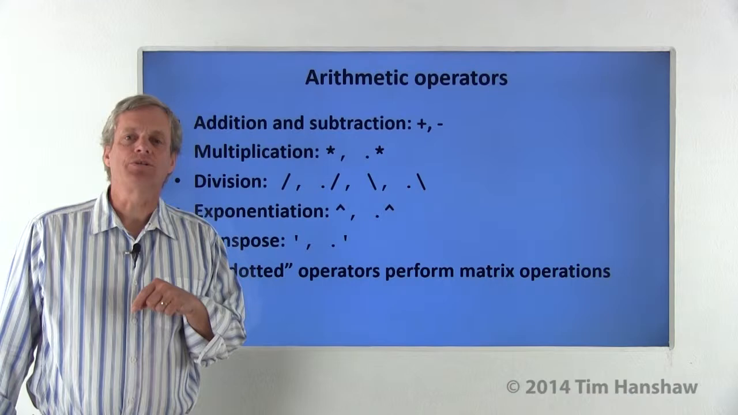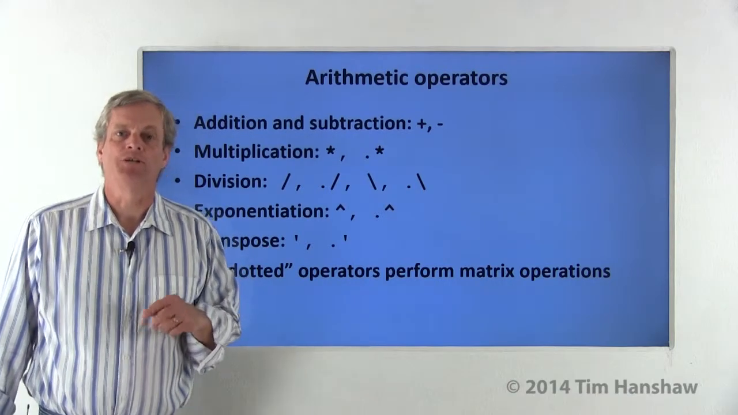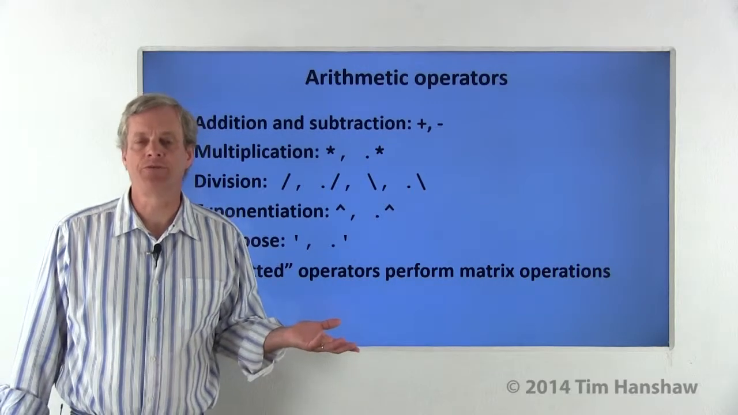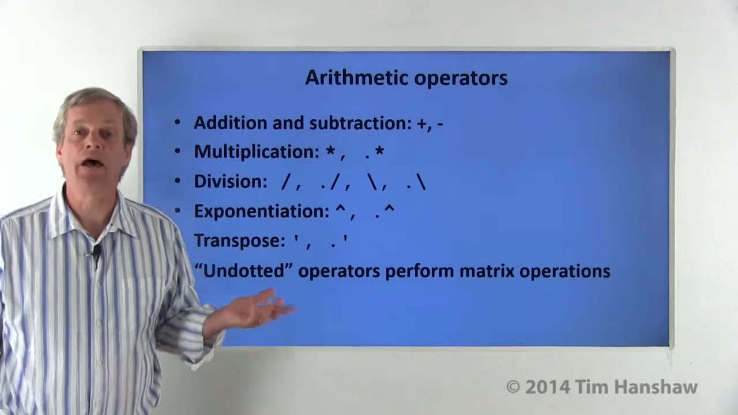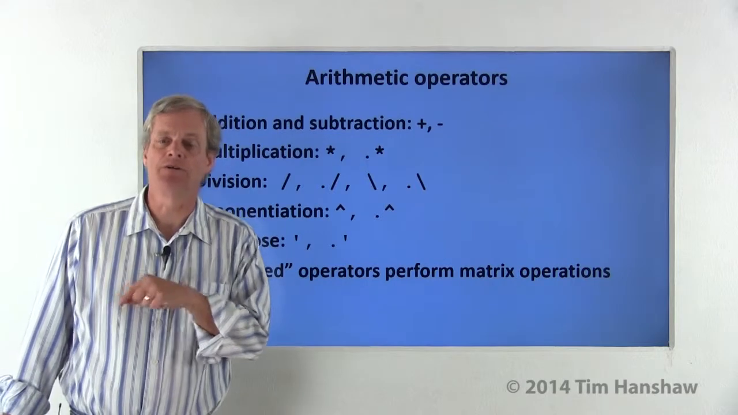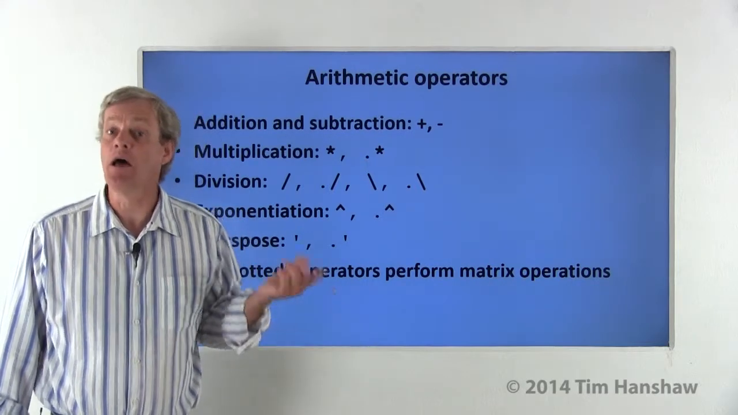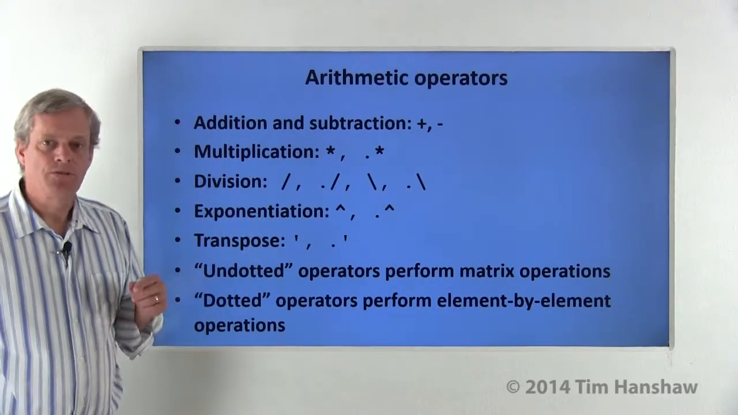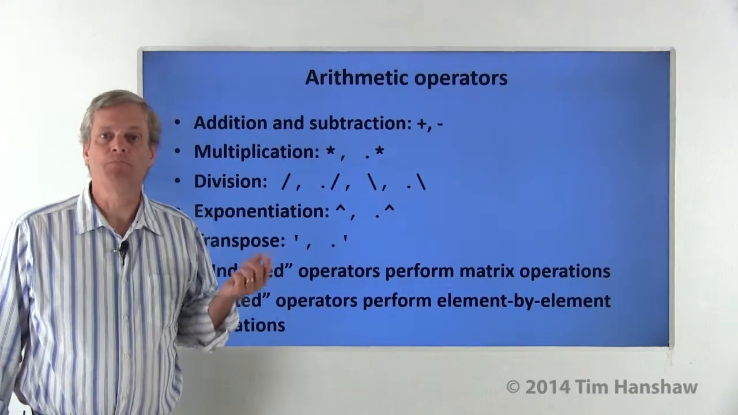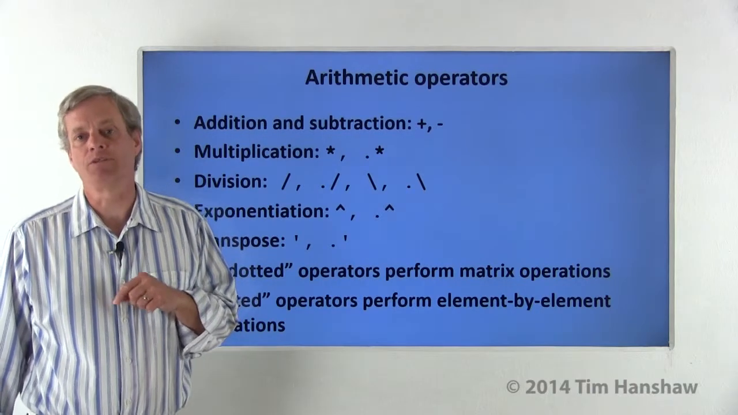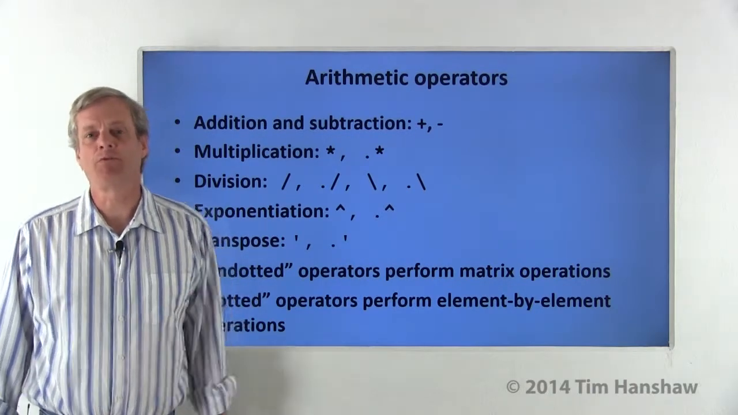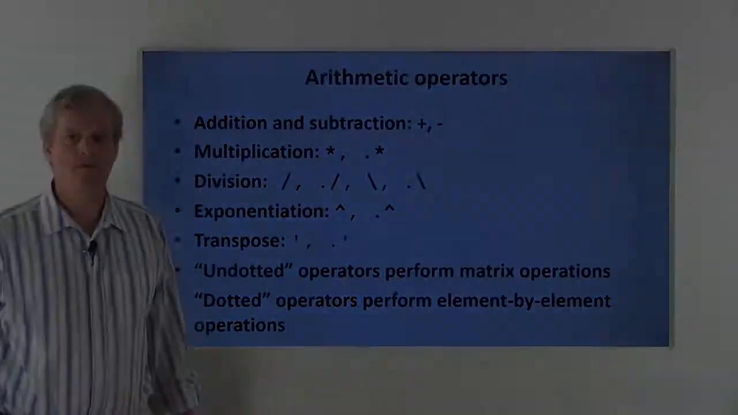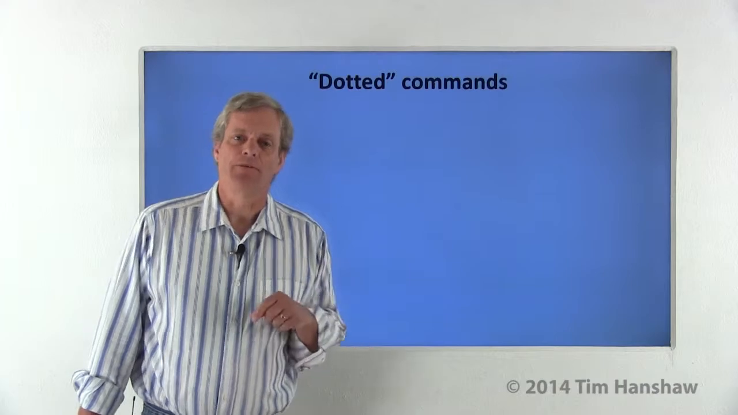The operators without a dot in front of them perform matrix operations according to the rules of linear algebra. So the asterisk performs a matrix multiplication between two arrays. The slash and backslash operators do something that's kind of like division, but it involves a matrix inversion. The dotted operators, the operators with a dot in front of them, perform what are called array-to-array operations. In general, this means that the operations are performed between corresponding elements of the two arrays. First, I'll talk about the dotted operators.